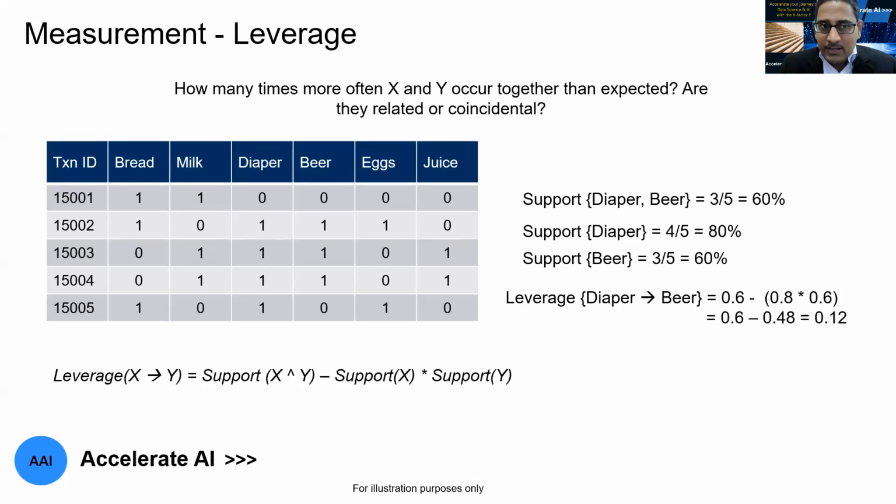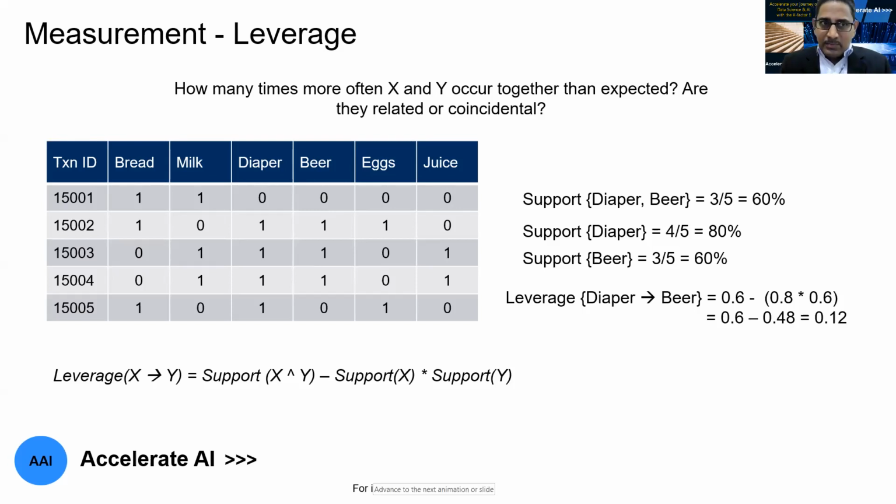Then there is something called leverage. Leverage is nothing but how many times more often X and Y occur together than expected. Are they related or coincidental? That's what we're trying to gauge from leverage. And similarly, the formula of leverage for X to Y is nothing but support of X intersection Y minus support of X multiplied by support of Y, which is where you get the value of leverage.